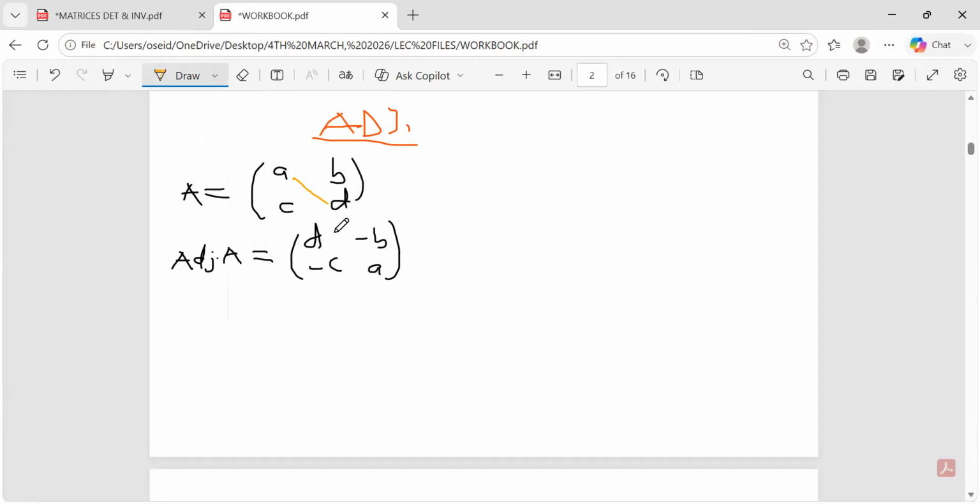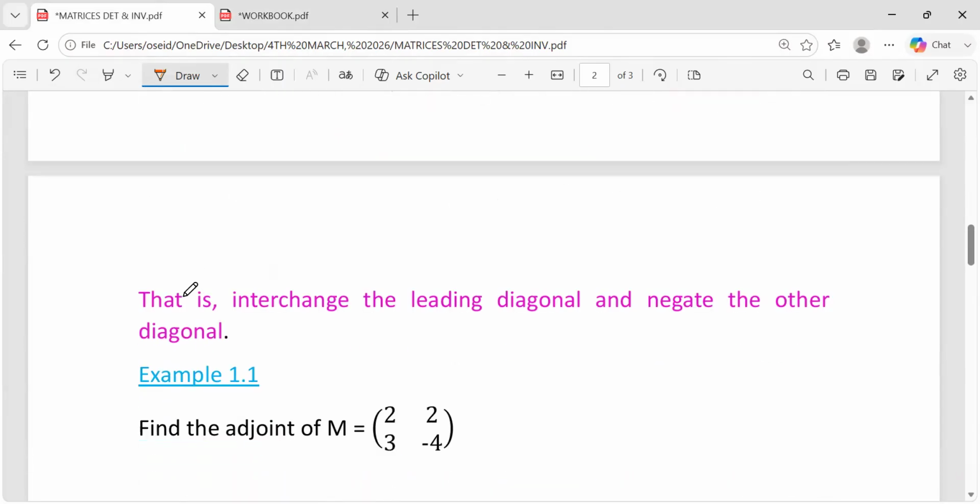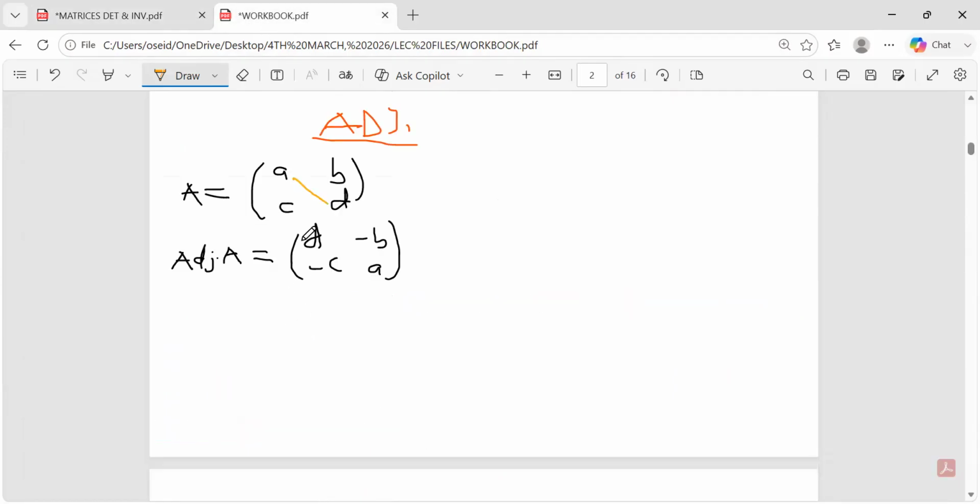That's why we had D to be in the position of A, and A to be in the position of D. Then we negate the other diagonals. So let's see, we have a short phrase here explaining it better. It says interchange the leading diagonal and negate the other diagonal, as we've done it here. So we've interchanged the leading diagonals, which are A and D. Right now the adjoint of A has become D and A. Then we've negated the other diagonal, which is negative B and negative C. Alright.